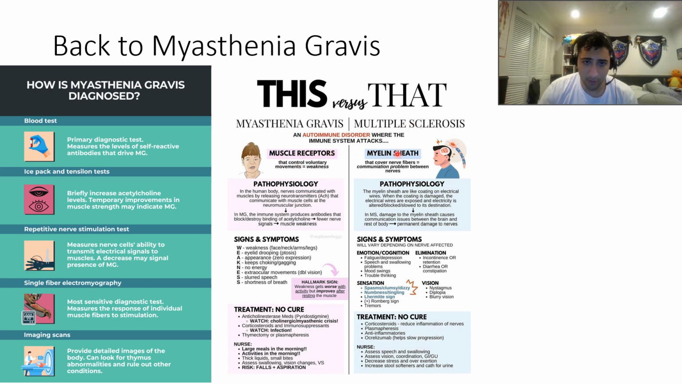In multiple sclerosis, it's the myelin sheath that's targeted, while it's the muscle receptors that are targeted in myasthenia gravis. In multiple sclerosis, it's cell-mediated damage to the myelin sheath. They're both autoimmune, but in multiple sclerosis, it's T-cell mediated. The pathophysiology of myasthenia gravis is a type 2 reaction, where the autoantibody directly interferes with the functioning of the receptor. And in multiple sclerosis, it's direct T-cell mediated damage to the myelin sheath.